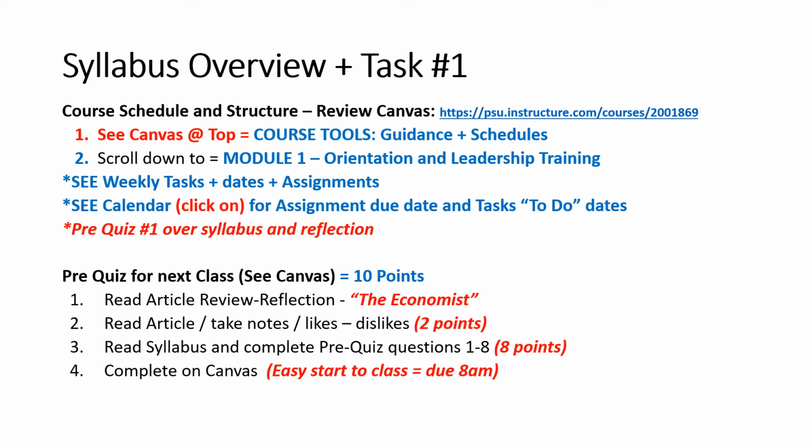Second thing then, click on the calendar. I'm sure most of you are aware of this on the right-hand side, and that gives you the due dates and task lists. And then we'll have a pre-quiz that's due for the next class. It's 10 points. It's very simple. There's a short article, about 1.5 pages, called The Economist. I want you to read that. Basically, you're going to talk about likes and dislikes, and then there are 8 questions about the syllabus. Again, it rewards people for reviewing the syllabus so we're on the same page. So, an easy start to class. Due again at 8 a.m.